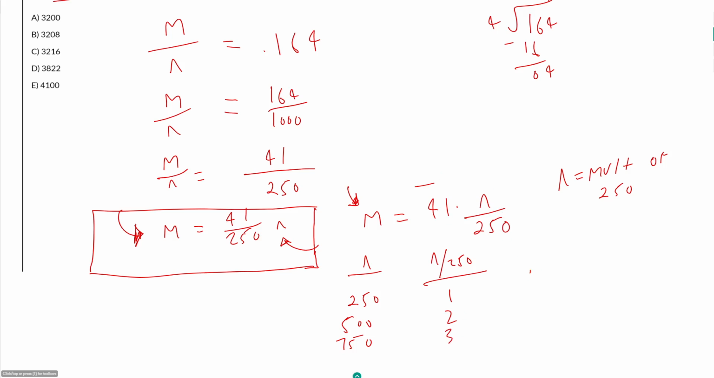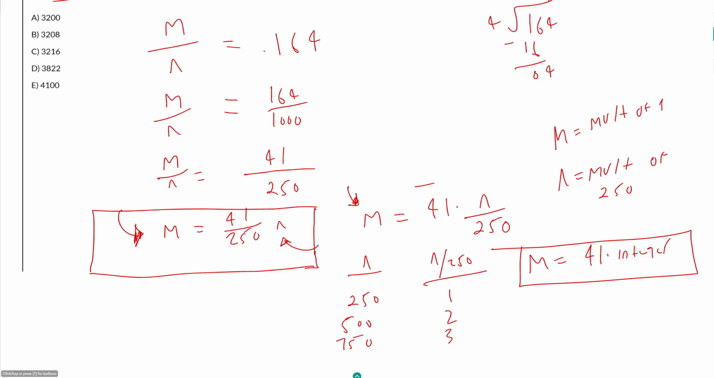So n over 250 could just be any integer. So really we can think of m as just equal to 41 times some integer. So if we want to know what this is telling me about m, this is really just saying m has to be a multiple of 41. That's really all you know. So unfortunately, there is no divisibility rule for 41, but I don't think I need one here, because answer choice E is the obvious multiple of 41.